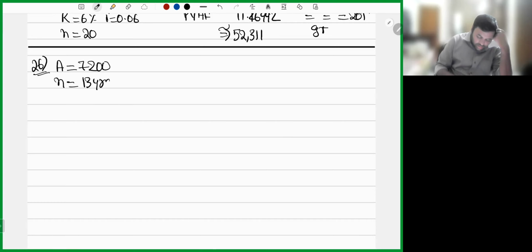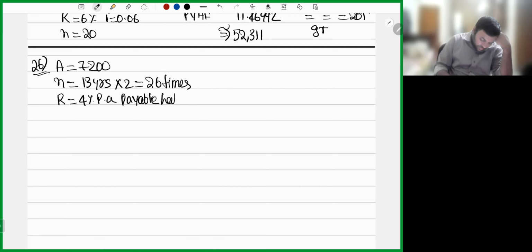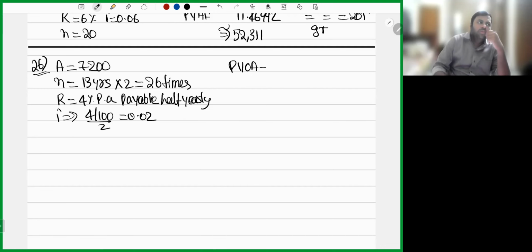In 1 year, he'll receive the installment 2 times. So in 13 years, how many times will he receive installments? 26 times. The same thing, my dear friends: we used to have a formula P into (1 plus i by 2) whole power 2n in compound interest compounded half yearly. The same thing I'm doing, but instead of doing it in terms of the formula, I'm directly doing it. Rate of interest is 4% per annum, payable half yearly. So i will be equal to 4 by 100, divided by 2, that is 0.02.